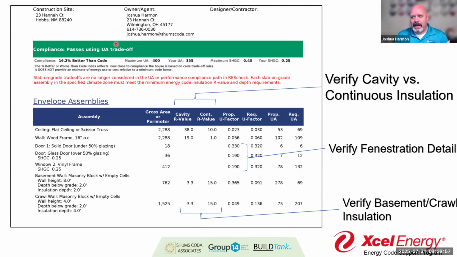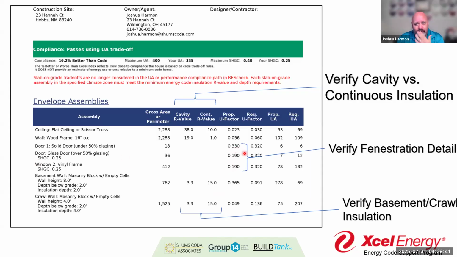Again, after we verify the top half of the report, now that I've fixed it, it's actually this Hannah Court in Hobbs, New Mexico. Now I can start to evaluate what is the actual envelope they're proposing, right? They're showing me a flat roof or a scissor truss with 38 cavity and 10 continuous. They're showing me a 19 wall with a 1 continuous, a 13 base, a 3.3 basement, and 15 continuous on the outside of that basement, and again, a crawl space. They're giving me these variables. I'm verifying cavity versus continuous, and then I'm going to take that information and take it to my plan, right? We can also see they got the fenestration information there.